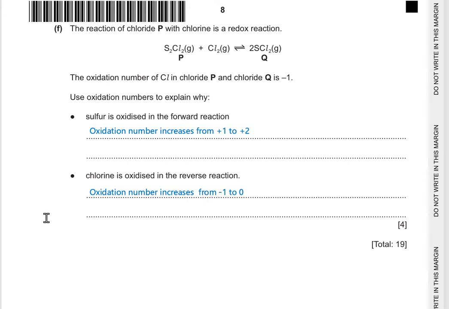Chlorine is oxidized in the reverse reaction. We use the same technique, so basically the oxidation number increases from -1 to 0.